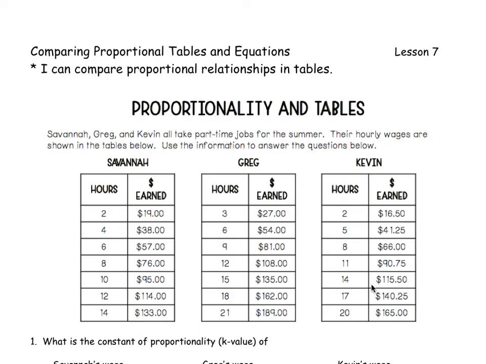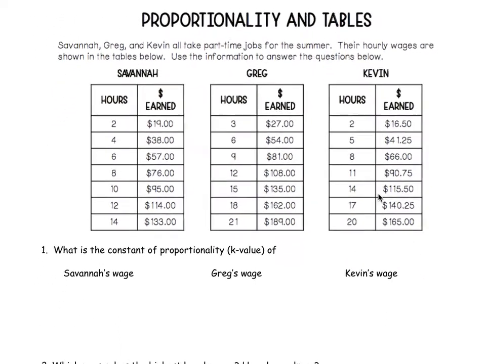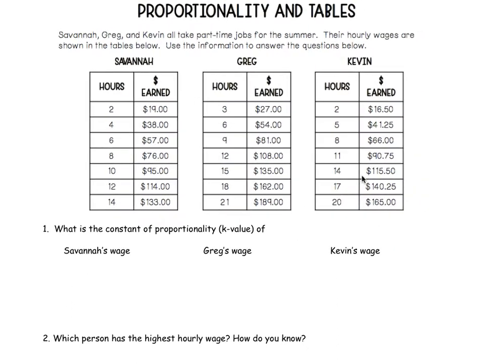So we have our 3 different tables, and our first question asks for the constant of proportionality, or the k value. So I'm going to work on Savannah's information from start to finish and ask you to finish up Greg and Kevin's information. Now, because we've already been told these are indeed proportional tables, we don't have to prove that they're proportional tables like we talked about yesterday.